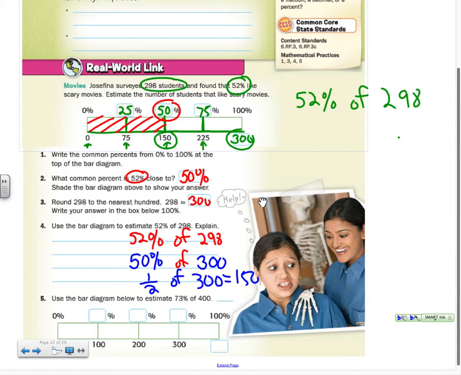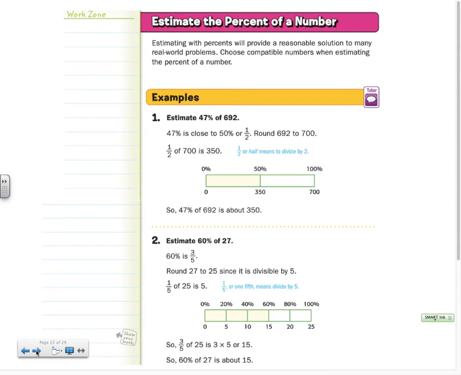Okay, it says use the bar diagram below to estimate 73% of 400. Go ahead and try that on your own, see how you do. Turn the page and let's just look at the process of estimating. Estimate the percent of a number. And I'm reading at the top. Estimating with percents will provide a reasonable solution to many real-world problems.